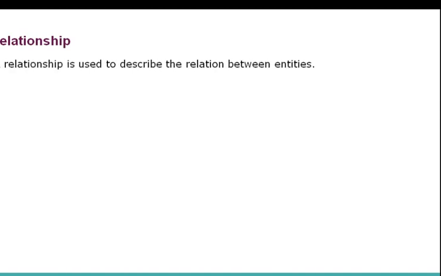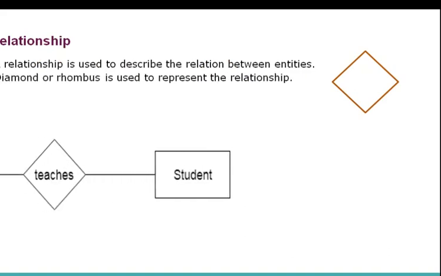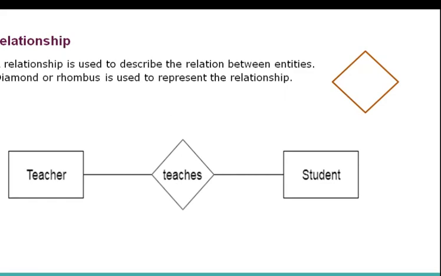The third concept which we have for an ER diagram is relationship. An ER diagram basically represents the relationship between the entities having the attributes. So the relationship is described as the relation between the entities, and it is represented by a diamond or a rhombus shape. Here in an example, teacher teaches student. So teacher and student are considered as entities, and it is shown by the relationship teaches.